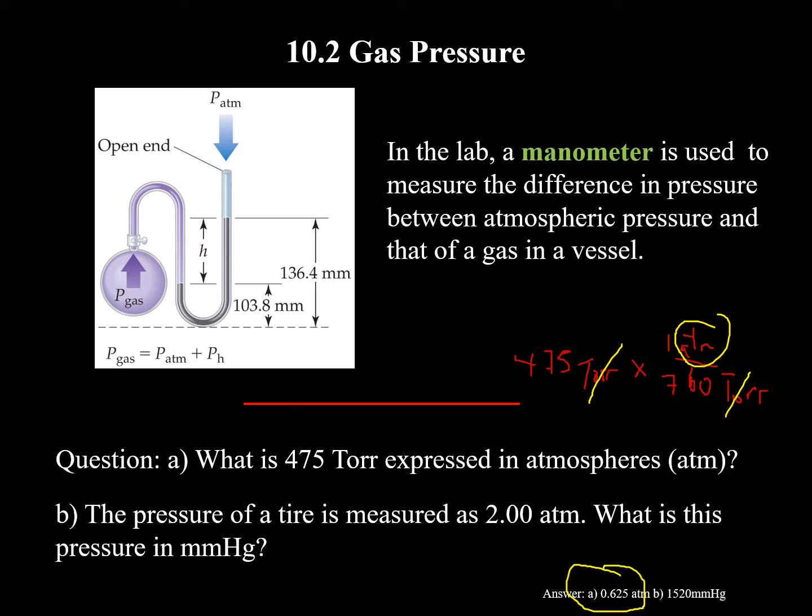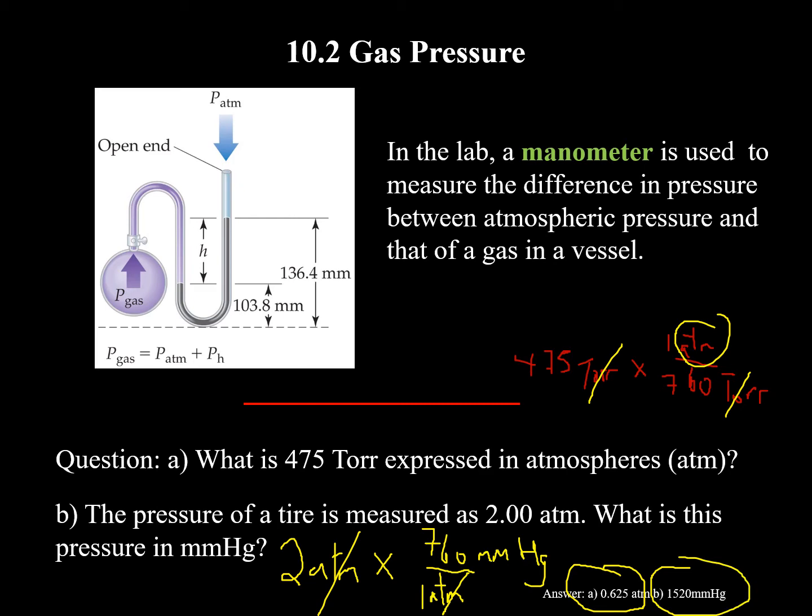The second one, again, is hopefully a straightforward calculation. The pressure of a tire is measured as 2 ATM. What is the pressure in millimeters of mercury? It would be 2 ATM times 1 ATM on the bottom, and 760 is the conversion factor, millimeters of mercury, cross, and when you do 2 times 760 you get 1520 millimeters of mercury.